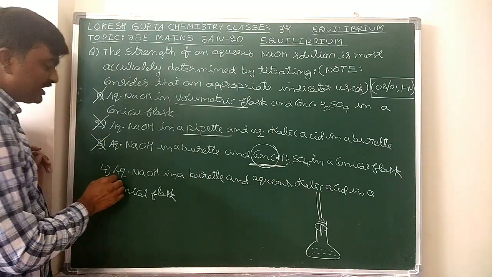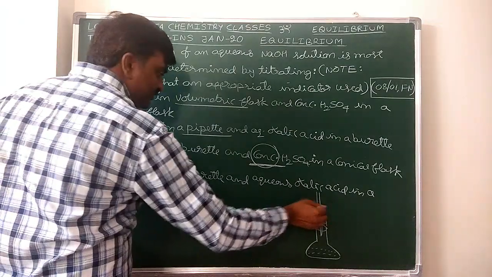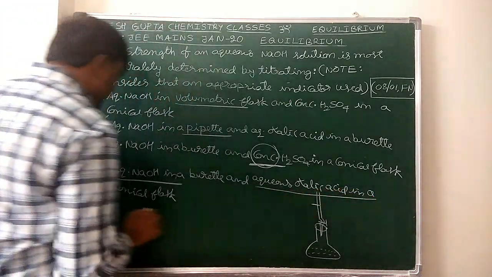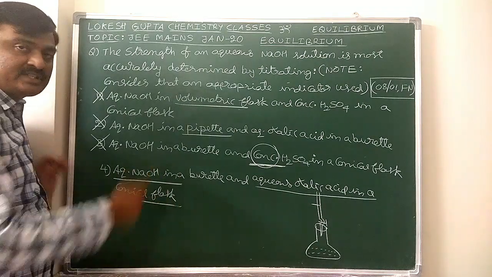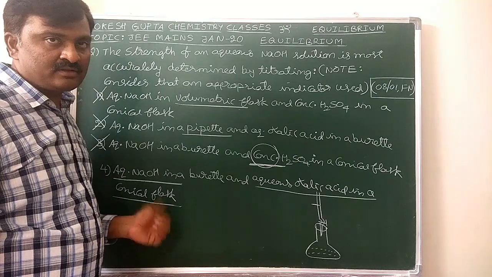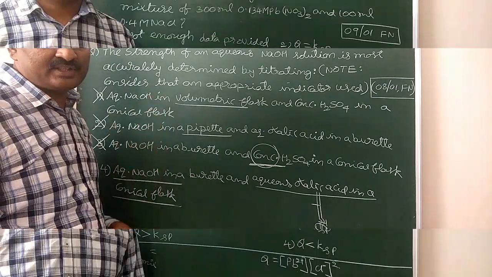Next, the fourth option. Aqueous NaOH in the burette and aqueous oxalic acid in the conical flask. Now this is correct. It is the most appropriate answer. Now come to the next question.